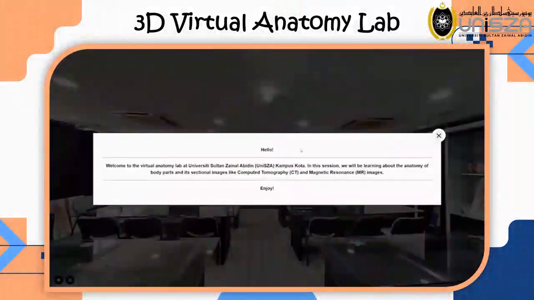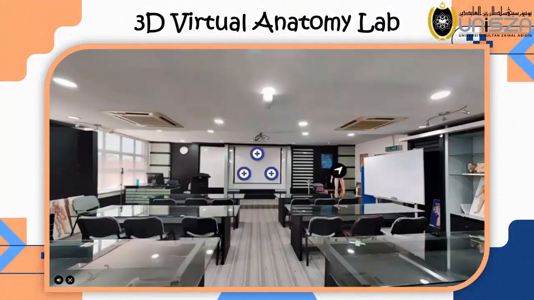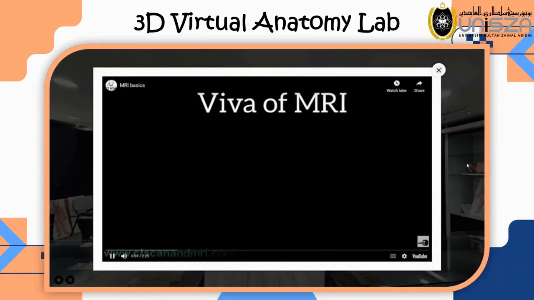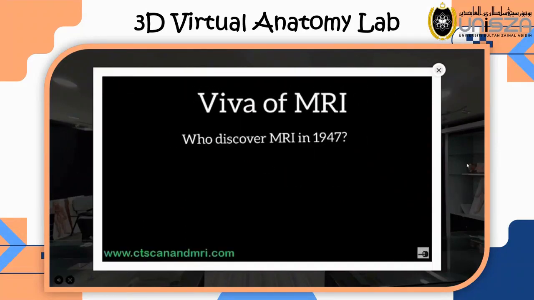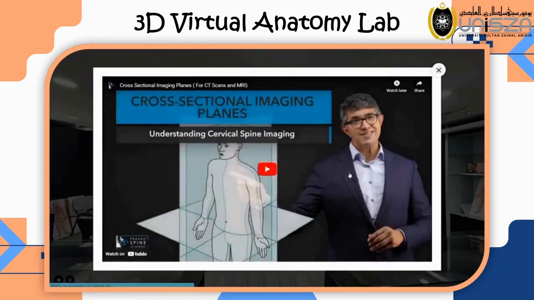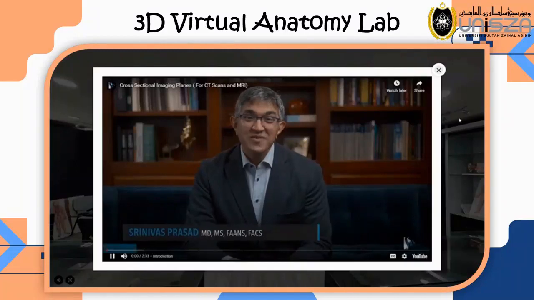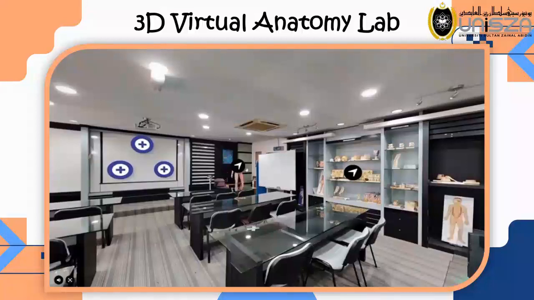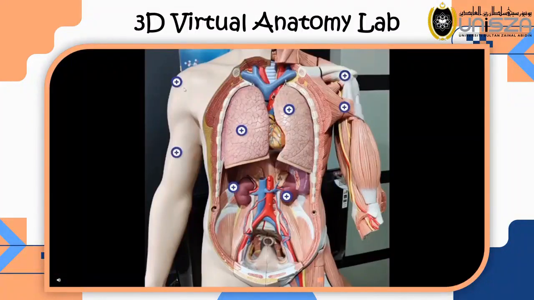Now, let me show you what is inside our 3D virtual anatomy lab. When students enter the virtual anatomy lab, they can move their head to look around the environment of the virtual lab. Students can also interact with the virtual objects in the lab to make their learning more immersive. When they interact with the virtual object, they can see the description of each part of human body anatomy.